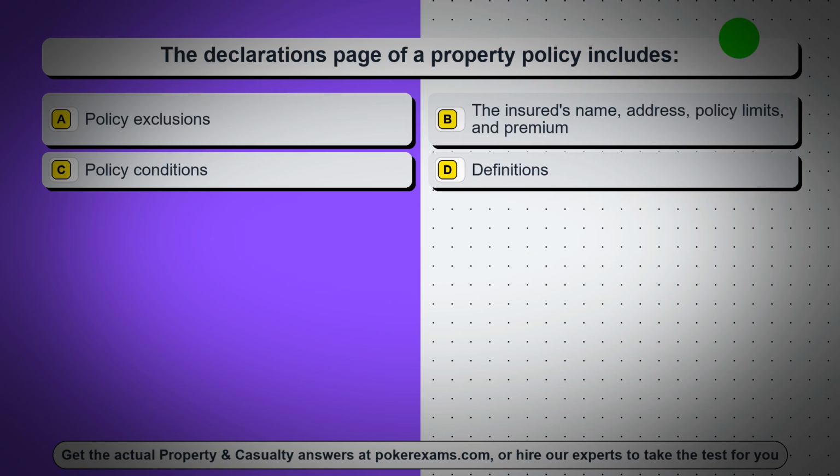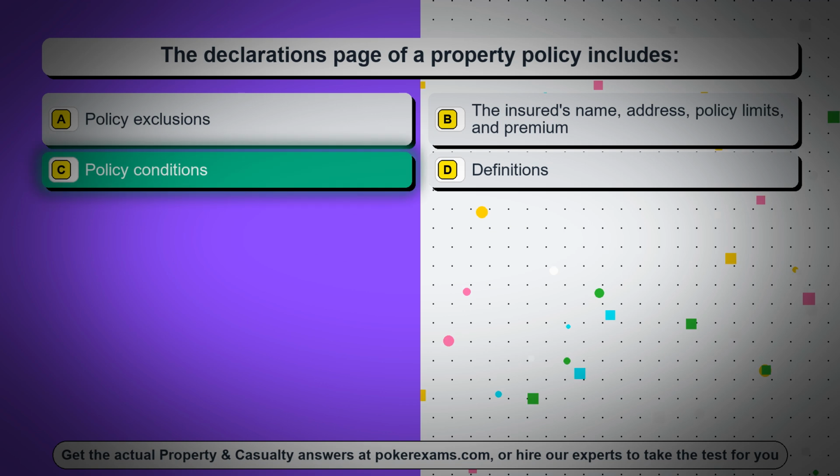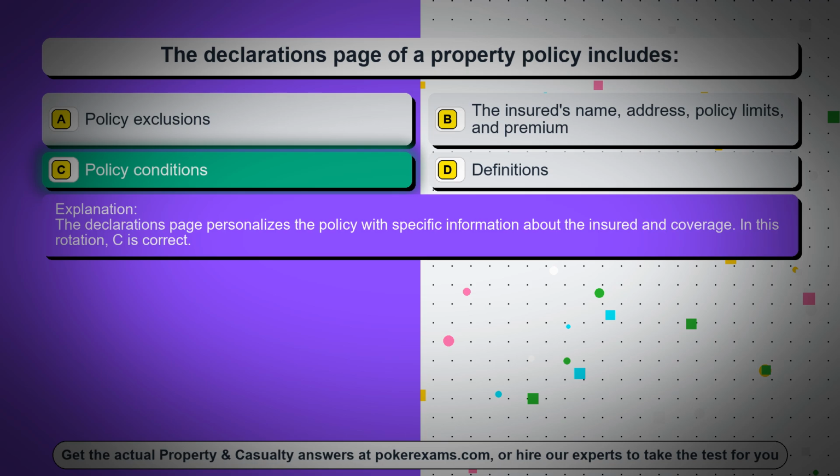Question 74. The declarations page of a property policy includes: Option A, policy exclusions. Option B, the insured's name, address, policy limits, and premium. Option C, policy conditions. Option D, definitions. The correct answer is option C, policy conditions. The declarations page personalizes the policy with specific information about the insured and coverage. In this rotation, C is correct.